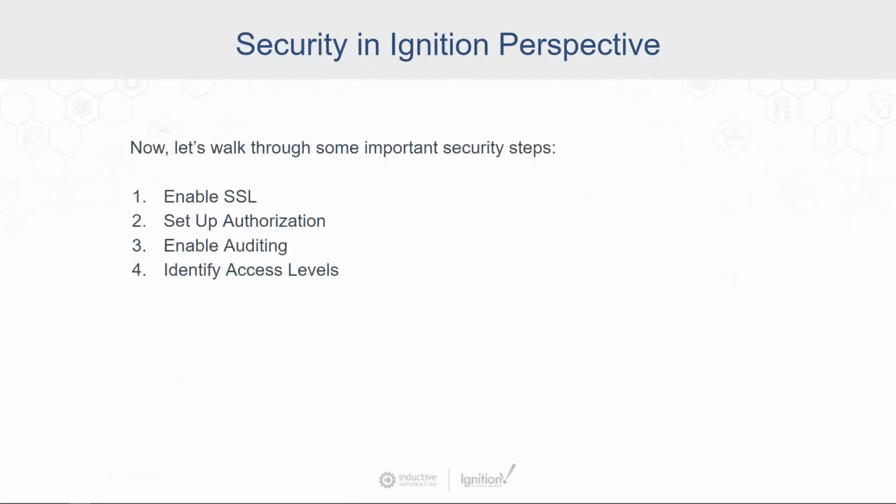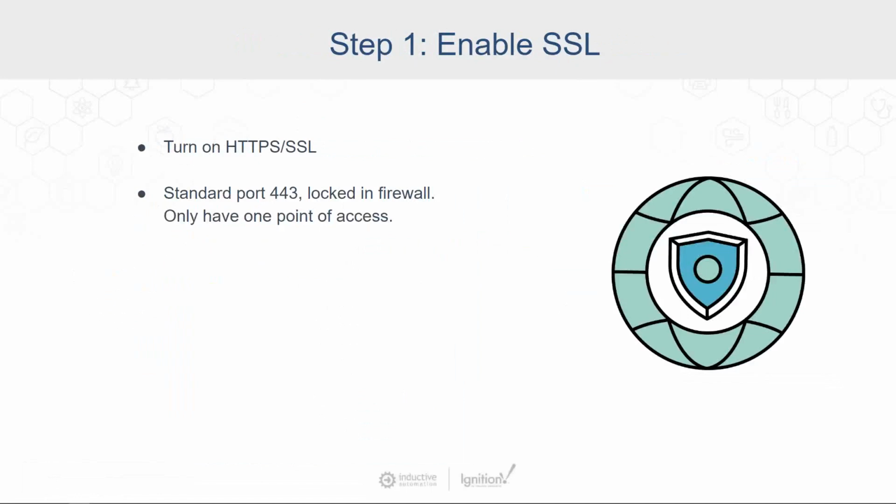So we're going to walk through some of these important security steps. There's really 4 things that we recommend you do on Ignition Server, and that is to enable SSL. Second is to set up authorization, proper authorization systems. Third is to enable auditing. And fourth is to identify access levels or permissions for who can do what in the application. So let's first start with enabling SSL.